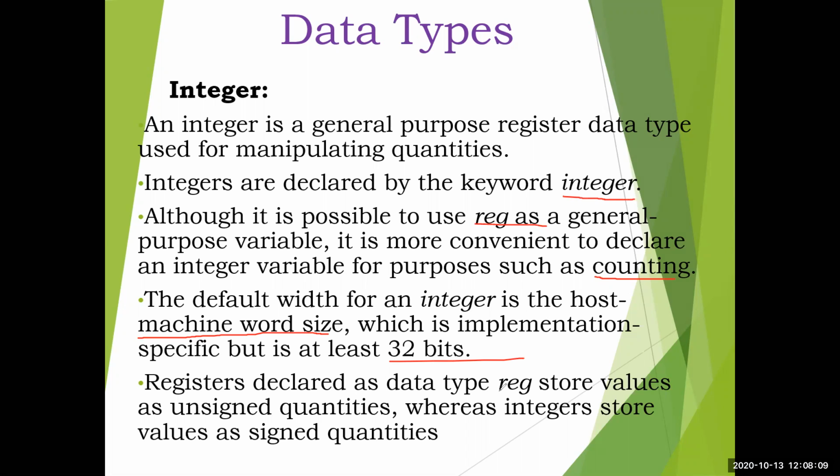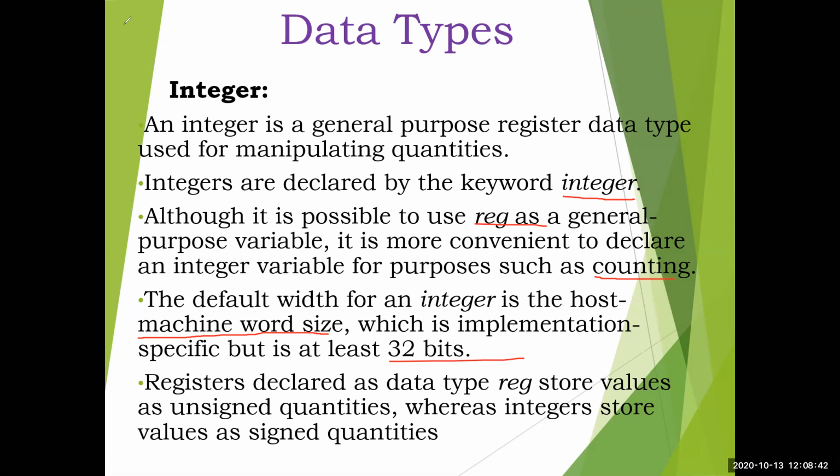Variables declared as data type register store values as unsigned quantities, whereas integers store values as signed quantities. This is another difference between registers and integers. When you declare any variable as register, it will store values as unsigned quantities, like 1, 2, 3, 4, only positive values, whereas integers store both: -3, -4, and also +3, +4. So that is about integer.